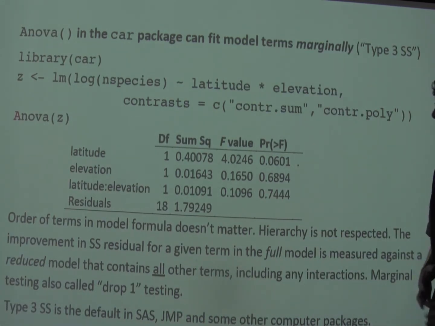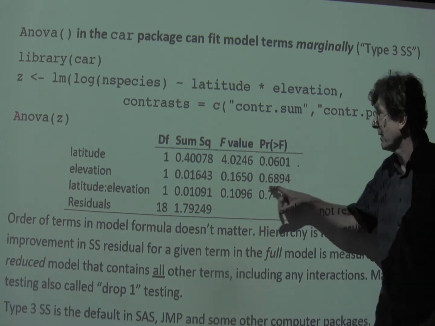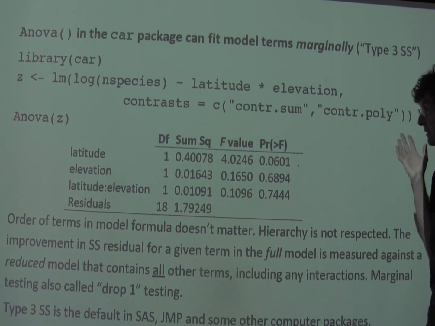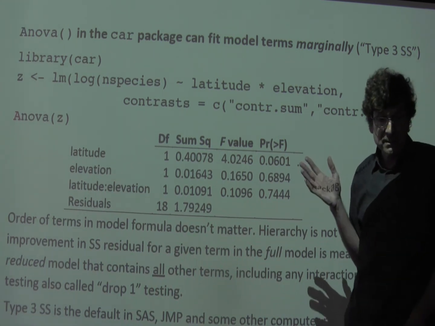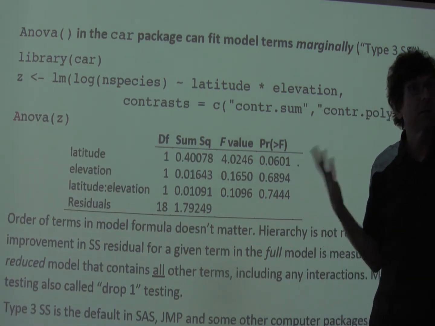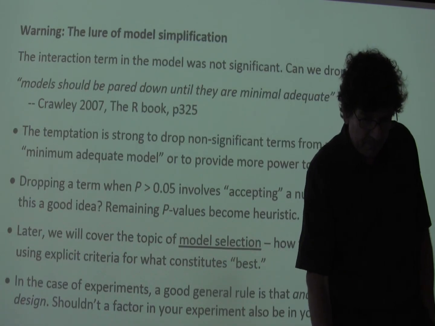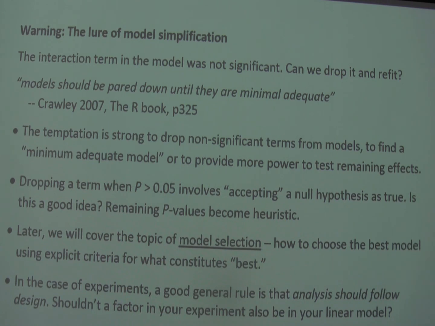Here's a situation that we often confront where we fit data and we find that the interaction term is not significant. A common practice is to say, well, it's not significant, let's assume there's no interaction, we'll drop it, and then we'll refit the model. I can't remember if I did this. So this is a philosophy that I want to discourage you from.